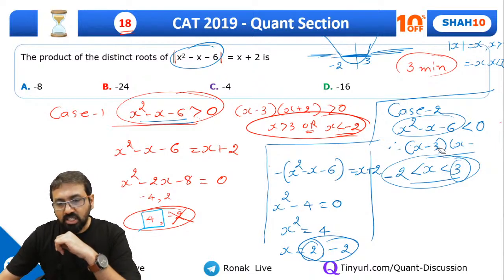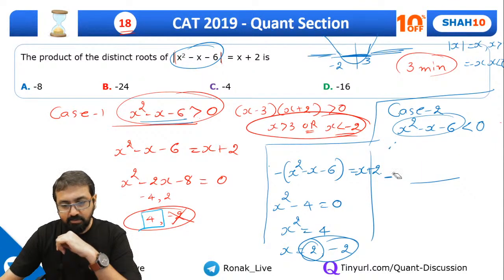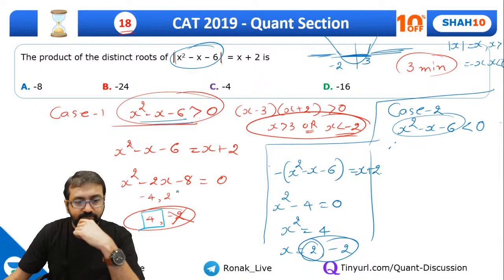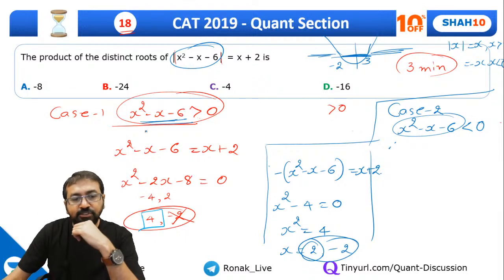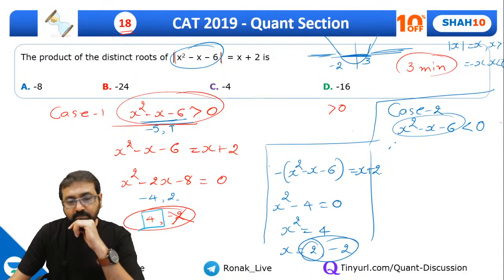Sorry guys, these roots are wrong. Sorry, just a moment. This is wrong. Let me correct this. This factorization itself is wrong. It can be minus 4 and 2. This is okay, minus 4 and positive 2. But when I factorize this, it will come out to be minus 5 and 1. The factors will be minus 5 and 1. So roots will be 5 and minus 1.